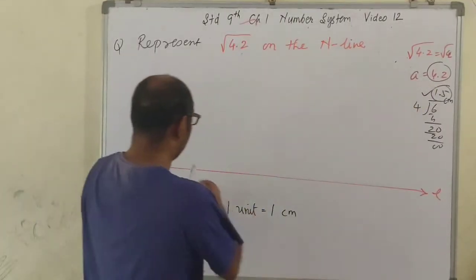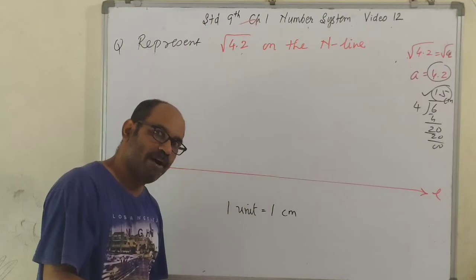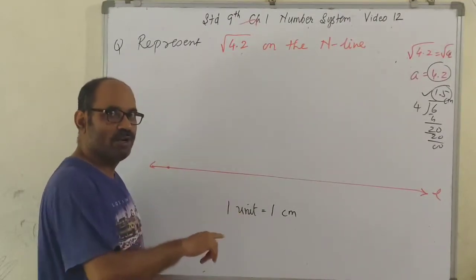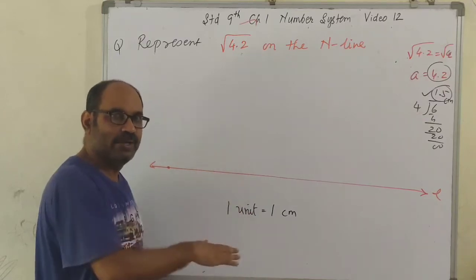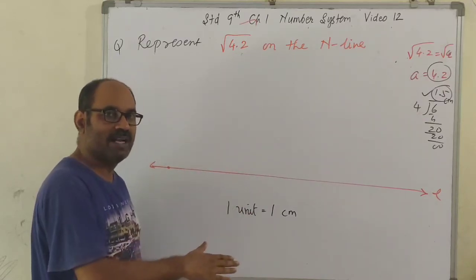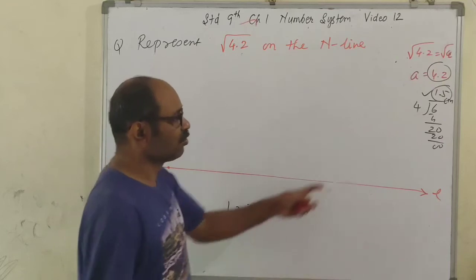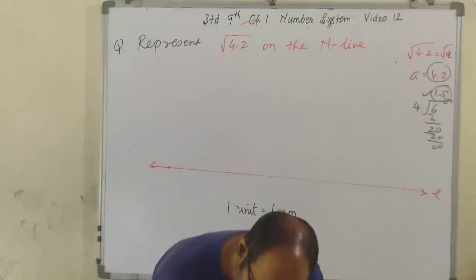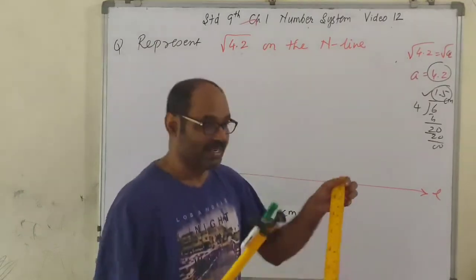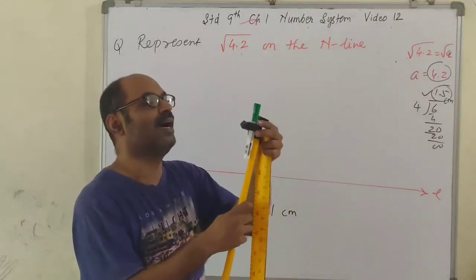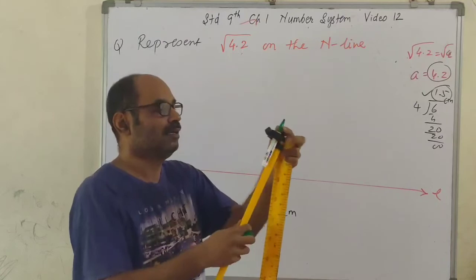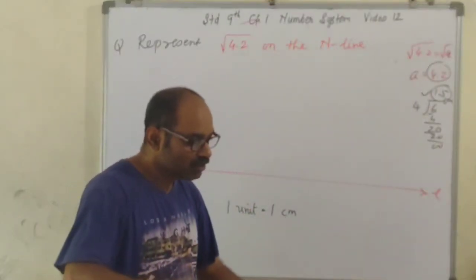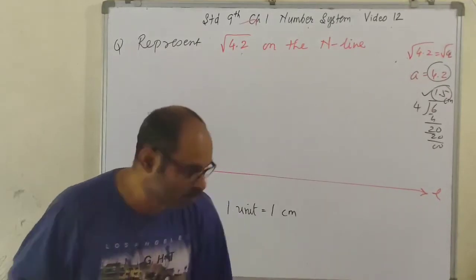4.2 units, the length we have to take, that will be 4.2 centimeter only. 1 unit is 1 centimeter, 4 unit is 4 centimeter, 10 unit is 10 centimeter, 7.1 unit is 7.1 centimeter. So 4.2 unit will be 4.2 centimeter. So I'll choose 4.2 centimeter from here. All right. 4.2 centimeter. You all choose on your ruler. So here it is, 4.2 centimeter.